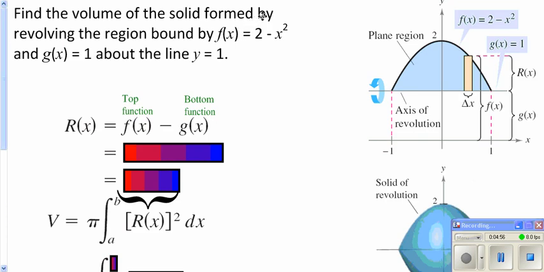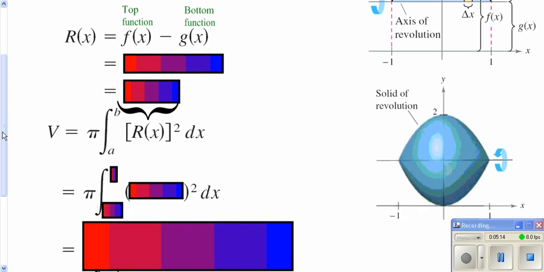Volume formed by this. Well, their shape over here is given to us here. There's our parabola. Here's our y equals 1 line, and we're revolving it around that. Well, that shape then is given to you down here to help you visualize what's going on.